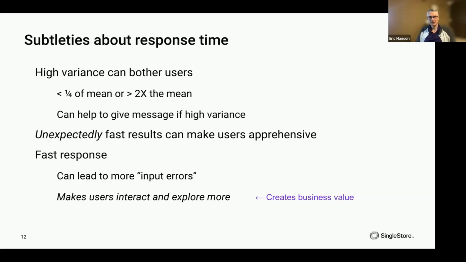Fast response time can lead to more input errors because people don't think so hard before they run something, but that's a minor problem compared to this benefit, which is that fast response time can make users interact and explore more with their information system. And that creates a lot of business value because the business user is going to get more interesting information from their information system and be able to take action on that information to do a better job with their business.